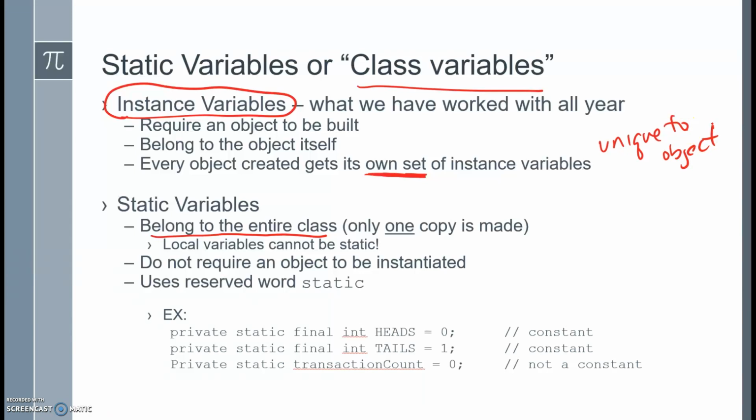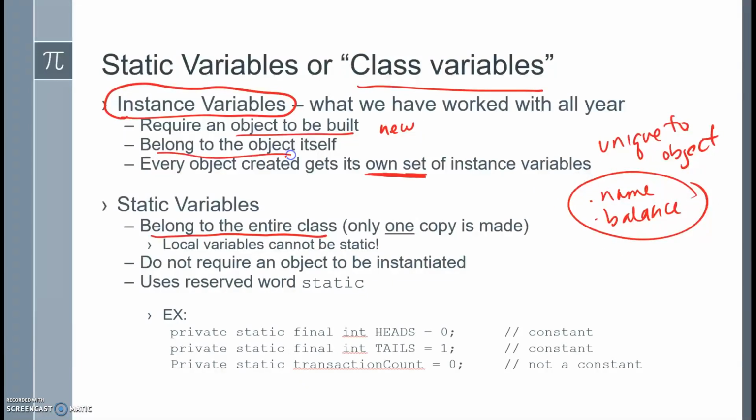Examples were, let's say we were talking about a bank account, we would have the name, we would have the balance. Those are all variables that are unique for each bank account that has been created. And in order for these variables to even make sense, we have to have an object to be built. So we have to use the new operator and call its constructor. Essentially, every time we create a new object, all of these variables will be created. They belong to the object, and every object that is created gets its own set of those variables. That's what we've been focusing on for the majority of the year.